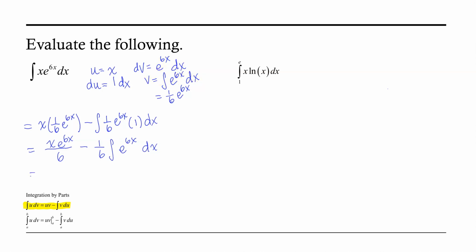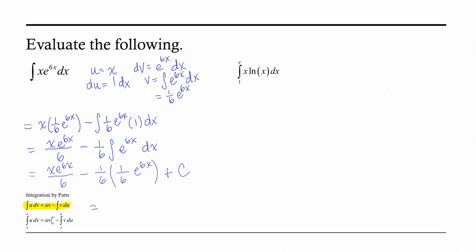Continuing on, this equals x times e to the 6x over 6 minus 1/6 times, and I've already done that antidifferentiation up here, so I'm going to have 1/6 e to the 6x plus, now I'm done with the integration process, and this was an indefinite integral, so I'm going to have my constant of integration. At this point, we're basically done.